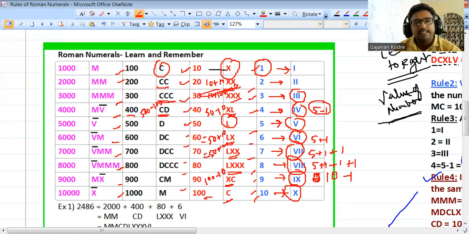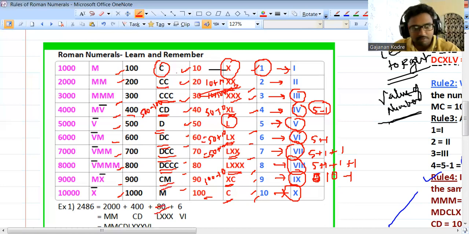that is CD, so D and C. In DC, what do we have to do? Yes, we have to take subtraction. Then 500 already has a symbol. 600 is 500 plus 100, 700 is 500 plus 100 plus 100, 800 is 500 plus 300, 900 is 1000 minus 100, that is CM, and 1000 is M.